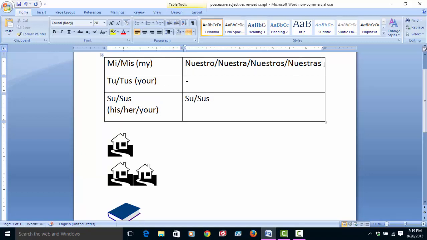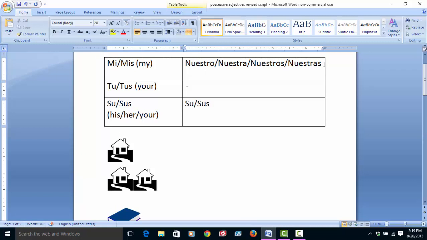Nuestro, nuestra, nuestros, and nuestras, they all mean our. And then su and sus mean their. And yes, you're right, we did have them on the singular side, but they are also on the plural side. So su can mean his, hers, your, or their.